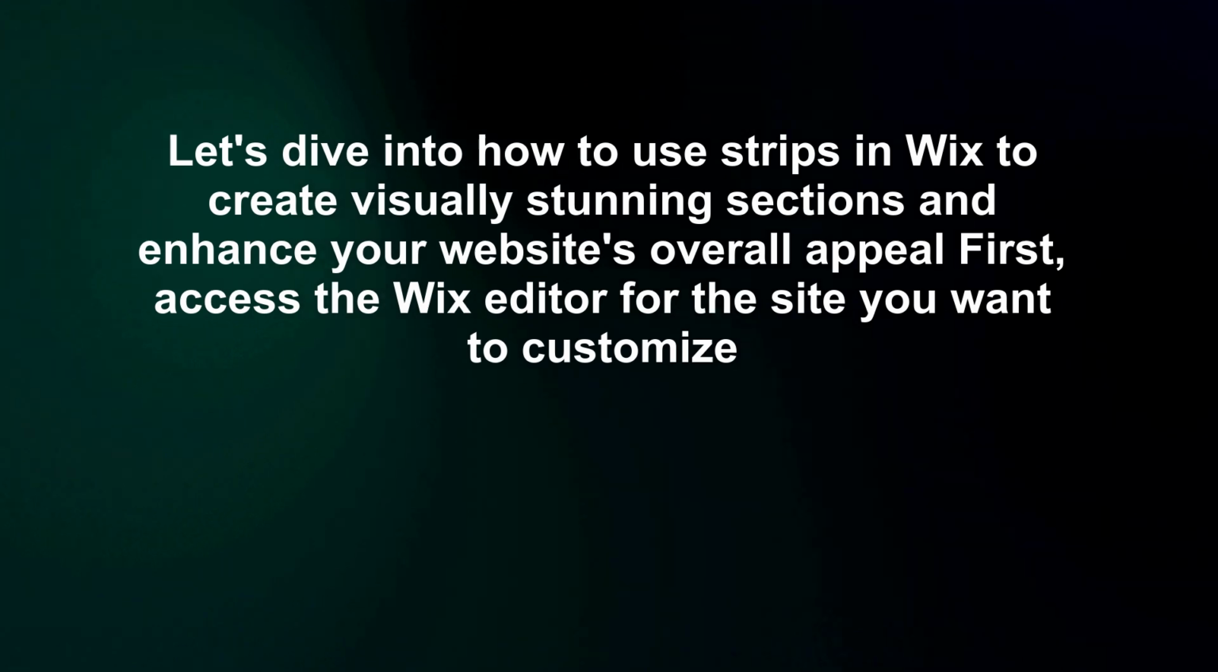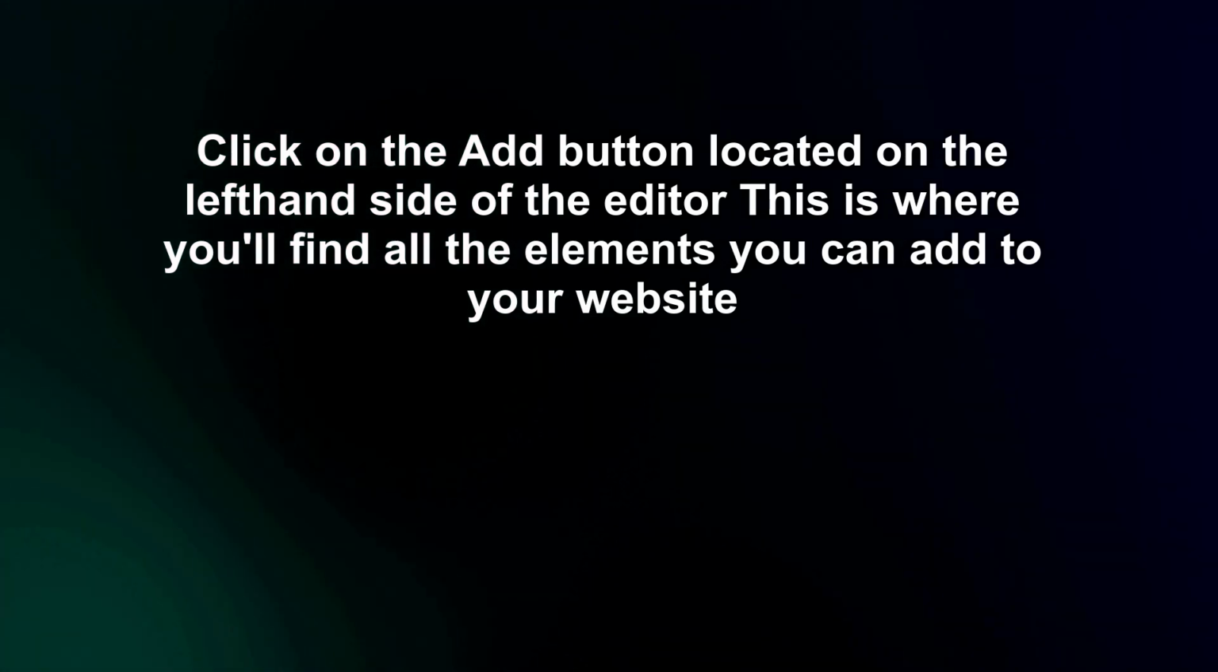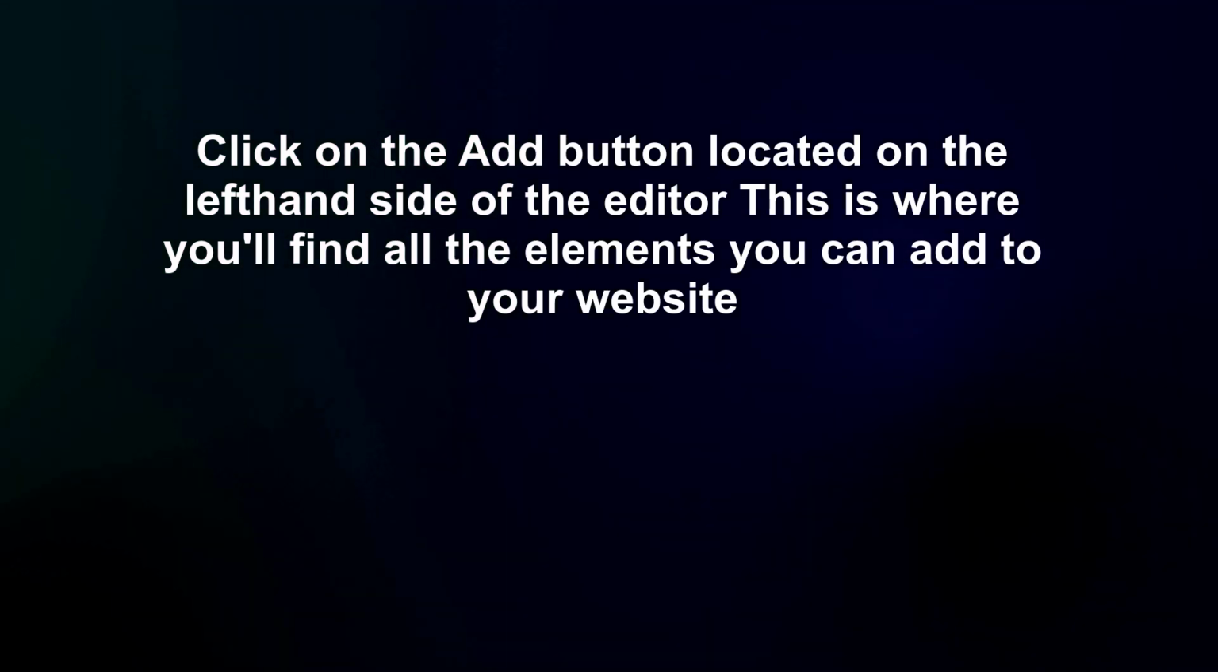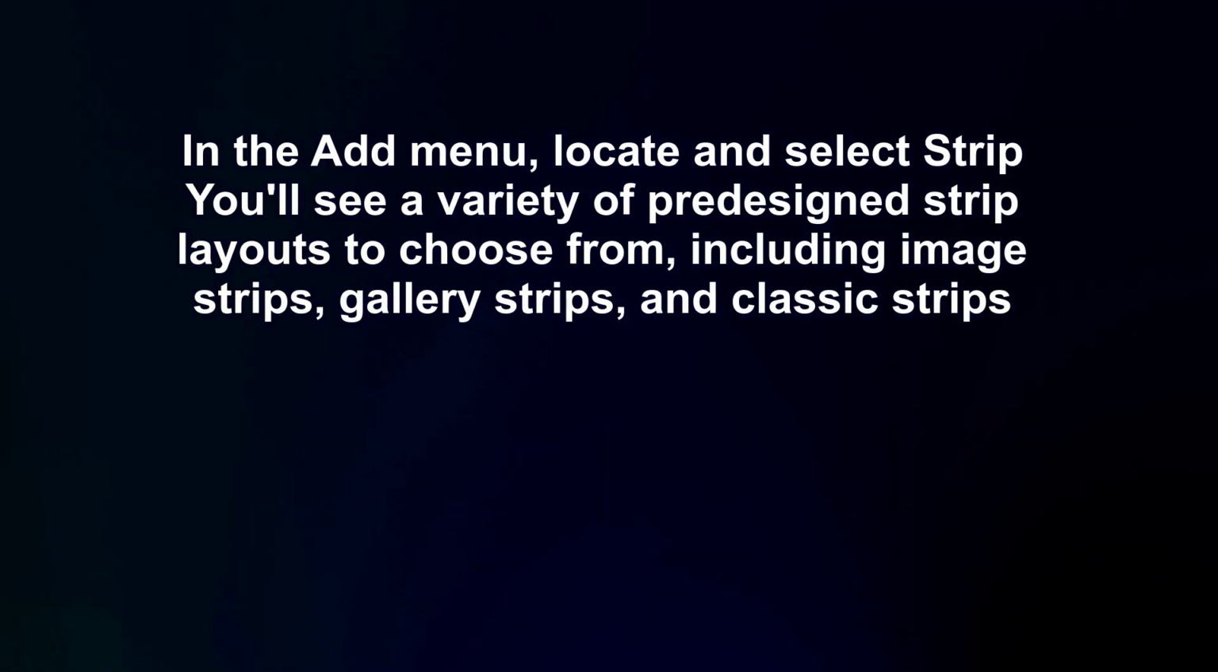First, access the Wix Editor for the site you want to customize. Click on the Add button located on the left-hand side of the editor. This is where you'll find all the elements you can add to your website. In the Add menu, locate and select Strip.